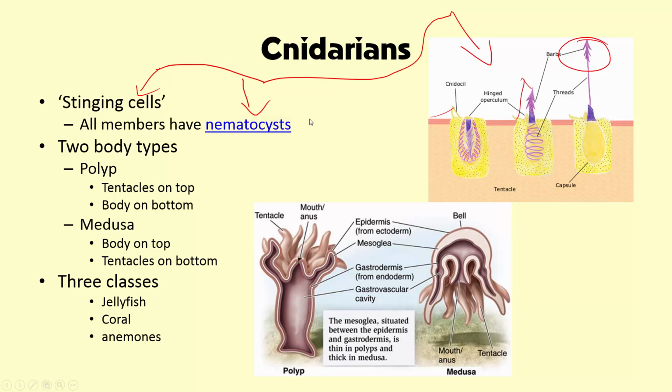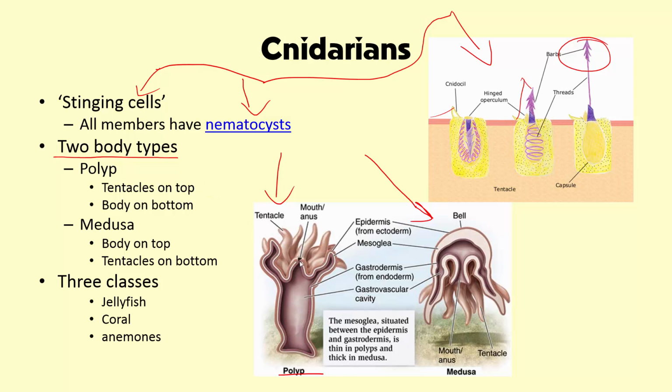Okay? There are two main body types for Cnidarians. Remember, this is one of the things that we have to learn about classifications of invertebrates. We have two types. We have polyps, which look like these guys, or medusa, which look like these guys. And in some cases, they flip during their life cycle, okay? But for the most part, our polyps are going to be things like anemones and corals, and medusa are going to be things like jellyfish.